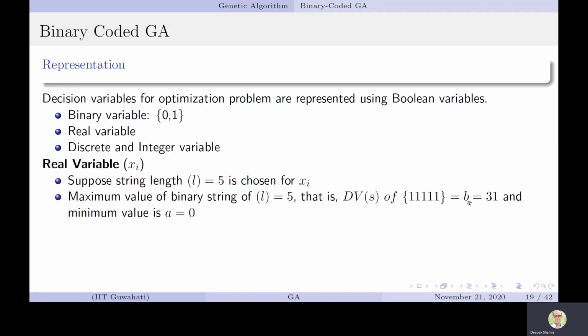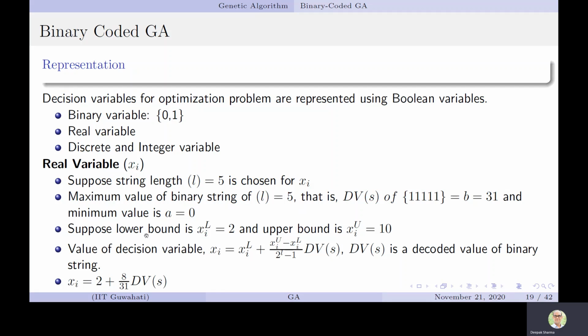Let us say this is B. If you want to find the minimum value, all of them should be 0. The decoded value will become 0. So A is 0, B is 31. That is the minimum and the maximum value of a binary string. Suppose the lower bound of the variable xi is 2 and the upper bound is 10. So we are familiar with the bounds now. So how can I find a value of xi?